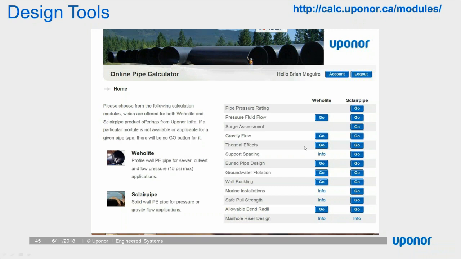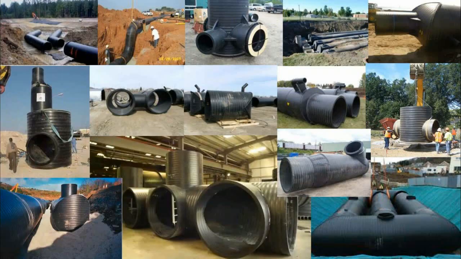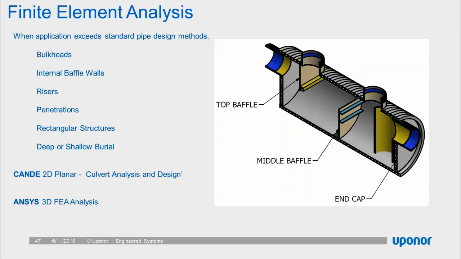But buried pipe design is limited to horizontal pipe between structures or continuous systems. When we get into complex fabricated elements, where we're removing large sections of material and putting in bulkheads and baffle walls, we need to go beyond buried pipe design because it's no longer applicable. So bulkheads, internal baffle walls, risers, penetrations, and rectangular structures all need to have some design calculations associated with them to validate that they're not the weak link in the system.